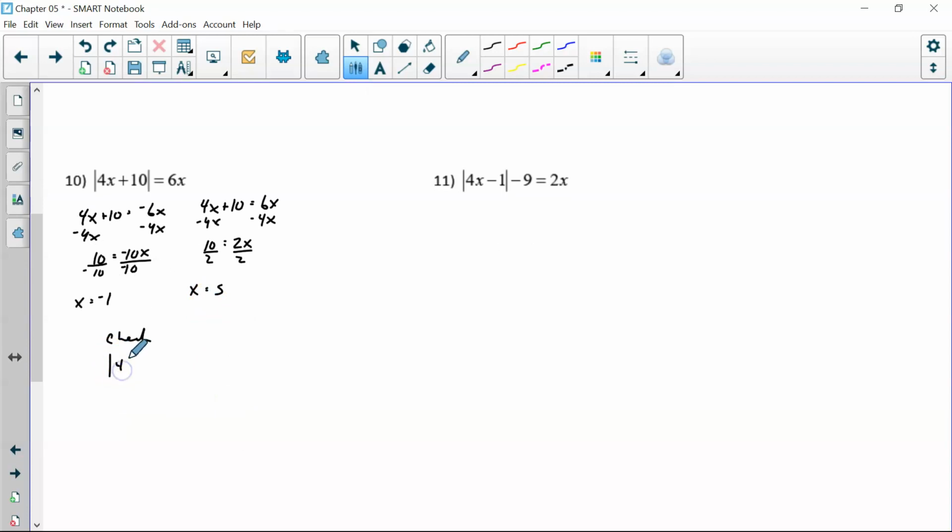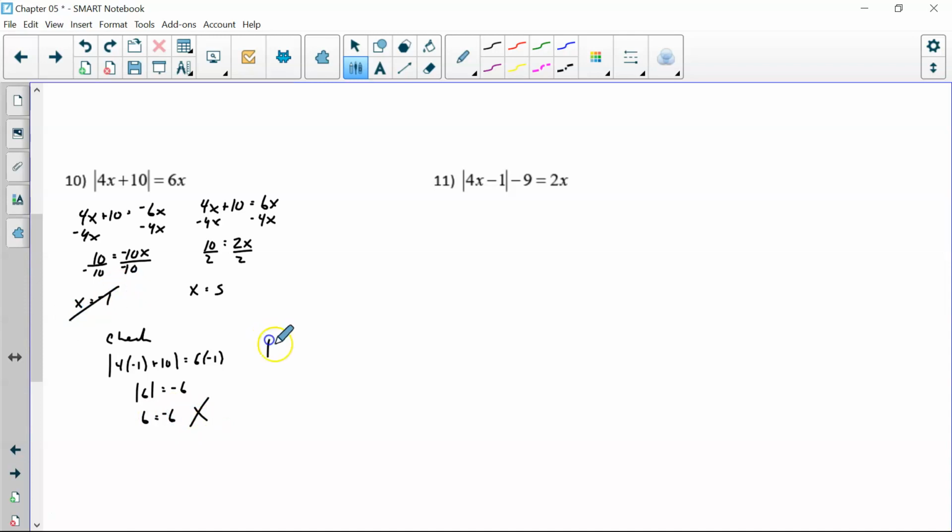Absolute value of 4 times negative 1 plus 10 equals 6 times negative 1. 4 times negative 1 is negative 4. Negative 4 plus 10 is 6. So the absolute value of 6 equals negative 6. That didn't work. The negative 1 is extraneous.